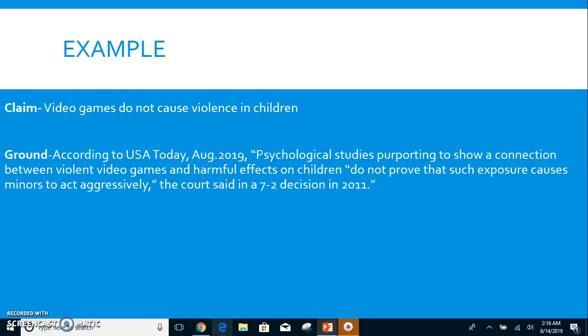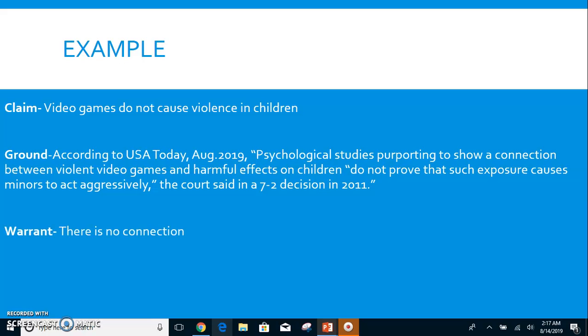According to USA Today, August 2019, psychological studies purporting to show a connection between violent video games and harmful effects on children, quote unquote, do not prove that such exposure causes minors to act aggressively, the court said in a 7-2 decision in 2011. So we can see here that I made a claim that video games do not cause violence in children. I need to prove that. So I brought up this article from USA Today where psychological studies have shown that there is no connection between the two. So I have justified and connected these two.